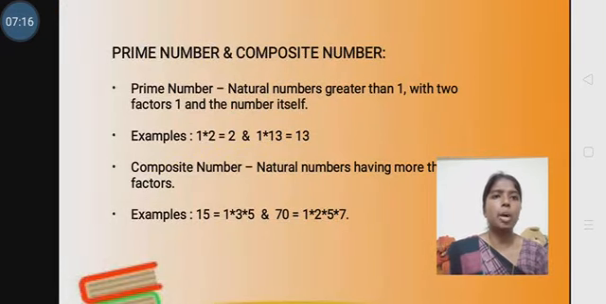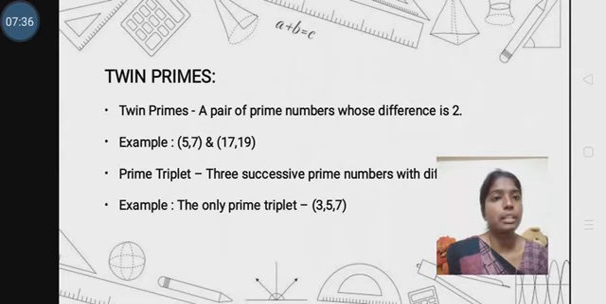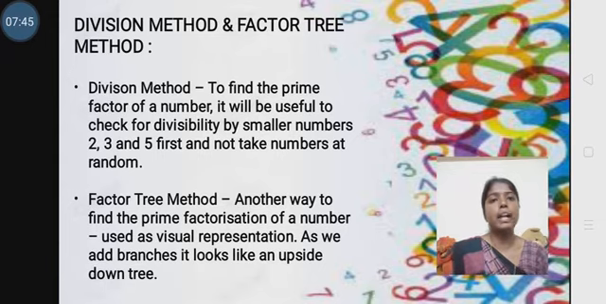In prime numbers and composite numbers, we learned that a prime number has 2 factors, and a composite number has more than 2 factors. In twin primes, we learned that a pair of prime numbers has a difference of 2. In prime triplets, we learned about successive prime numbers. In the division method and factor tree method, we learned another way of finding the prime factors of a number, using smaller numbers like 2, 3 and 5, and the factor tree is a visual representation of the prime factorization of a number.